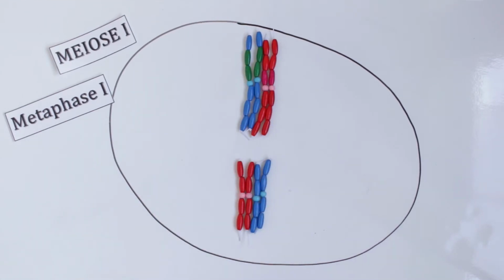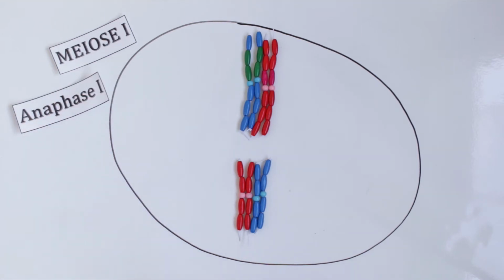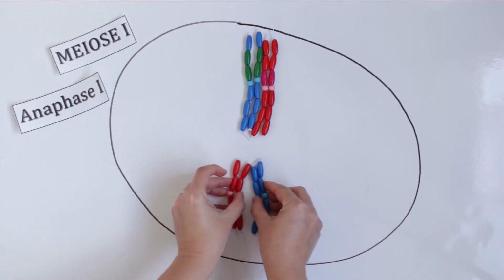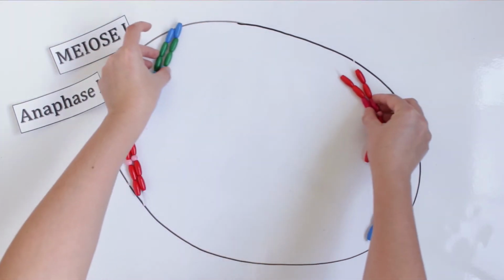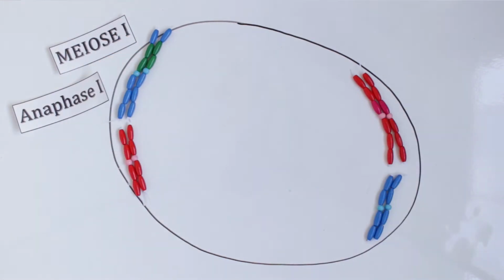Okay? Now, what's the next step after metaphase? I have anaphase. Ana stands for separation. So, separation of what? I'm gonna separate my homologous chromosomes. So here, I'm gonna separate the homologous chromosomes. So they go to each side of the cell. So that's it for anaphase. After anaphase, I have telophase.